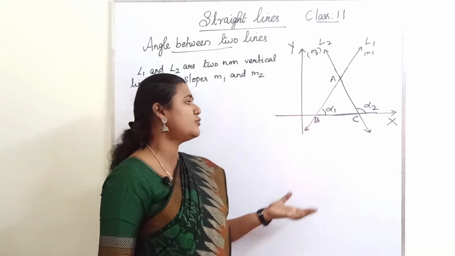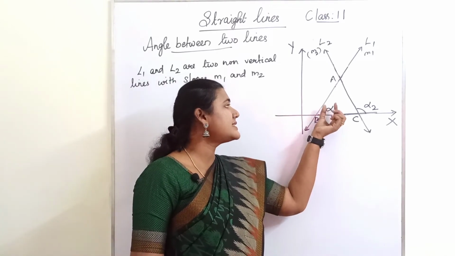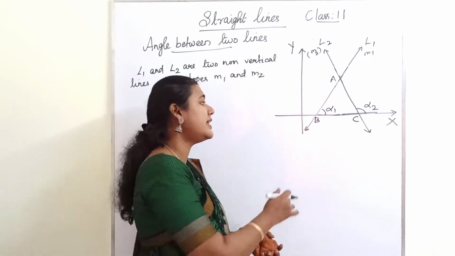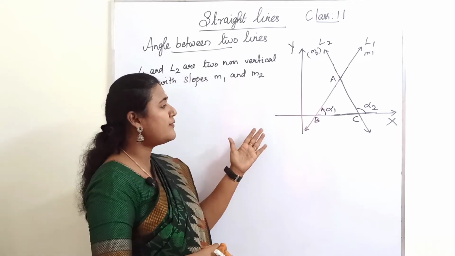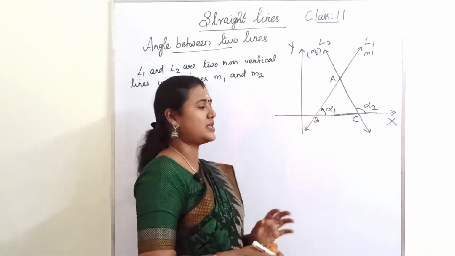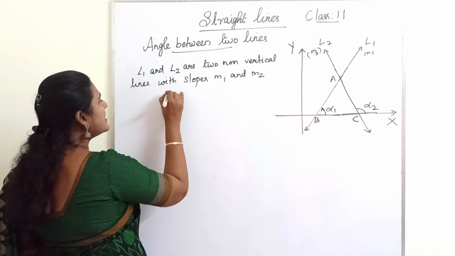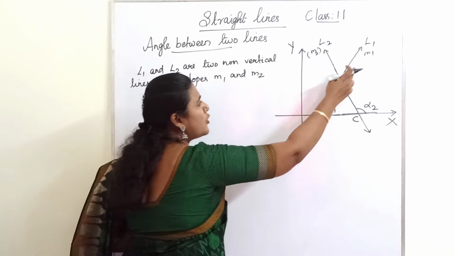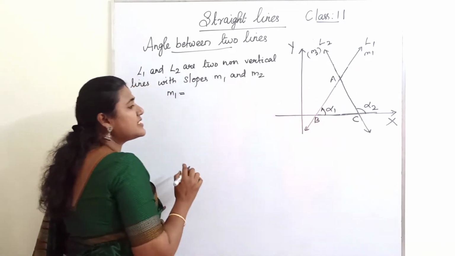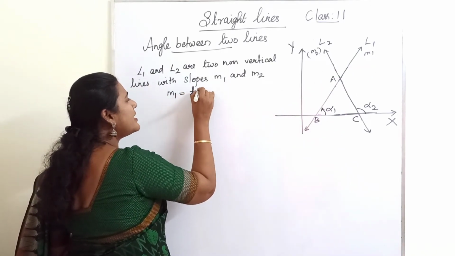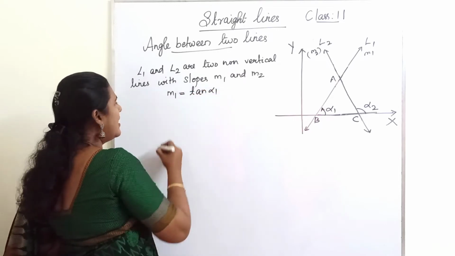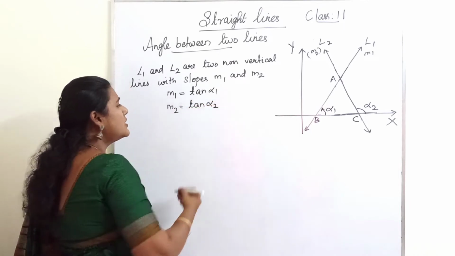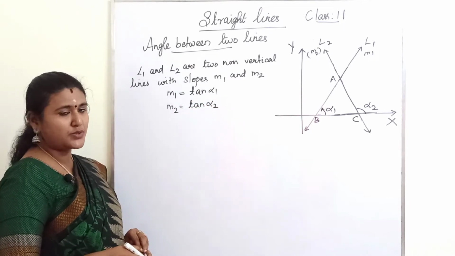We have already learned what inclination is. Inclination is the angle made by the line with the positive direction of the x-axis, measured in the anti-clockwise direction. Since the inclination is given, what is the formula for slope? m1 is the slope of the first line with inclination alpha 1, so m1 will be tan alpha 1. And m2 is the slope of the second line with inclination alpha 2, so m2 will be tan alpha 2.